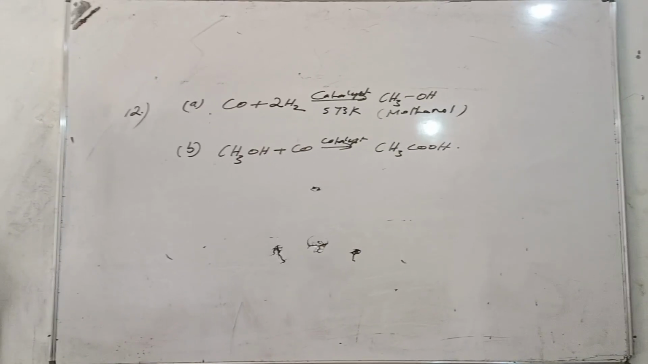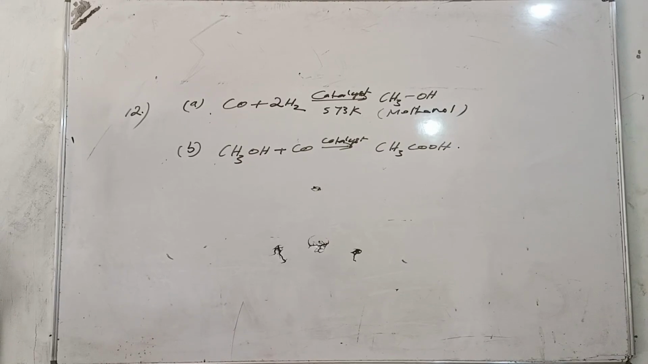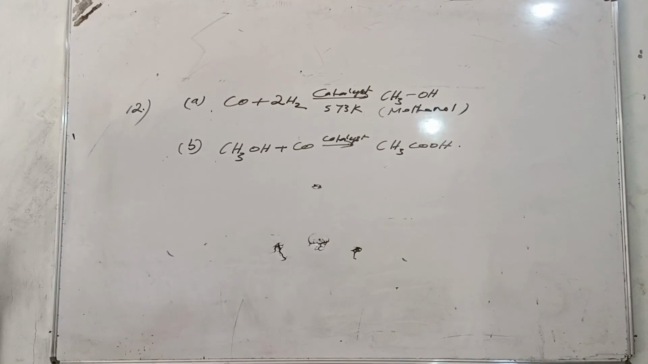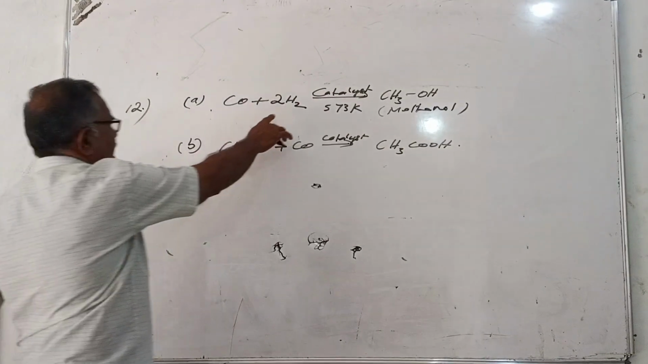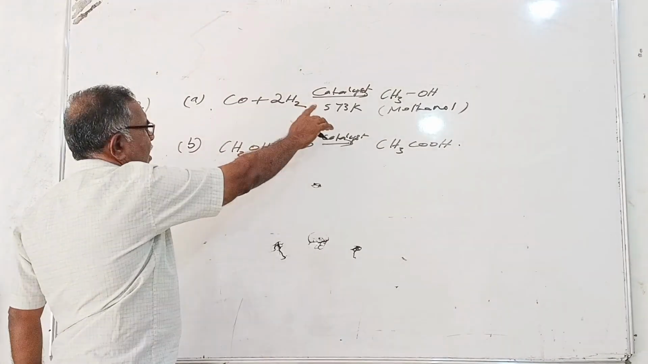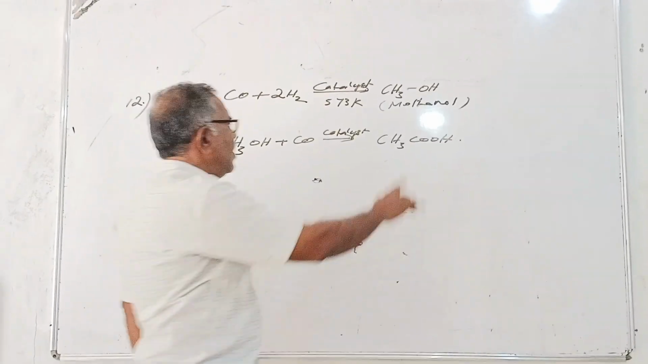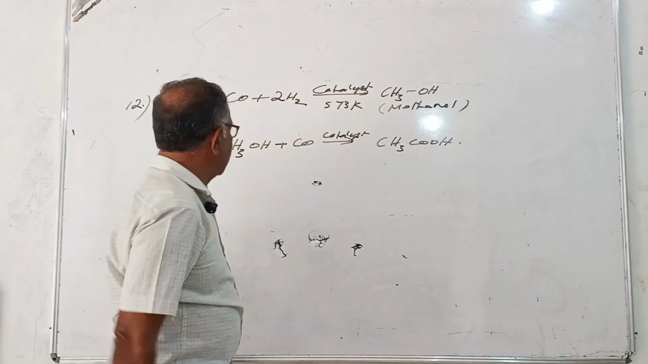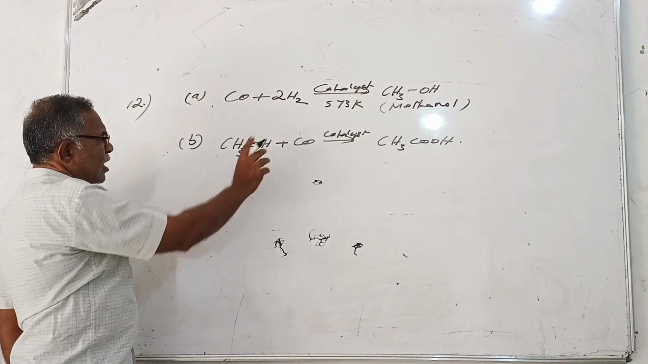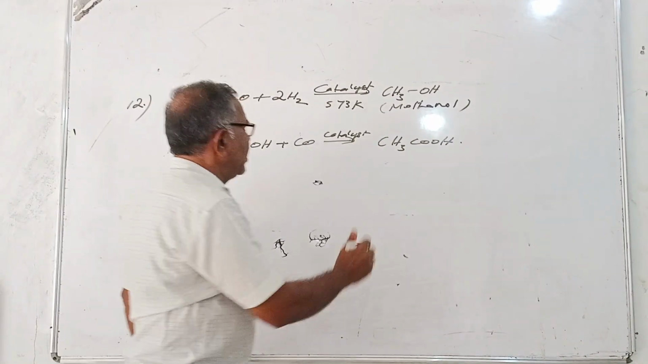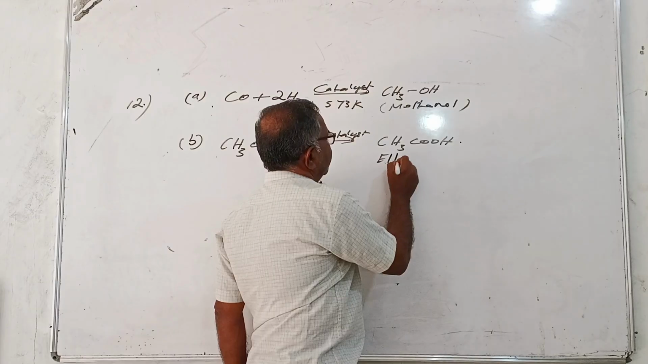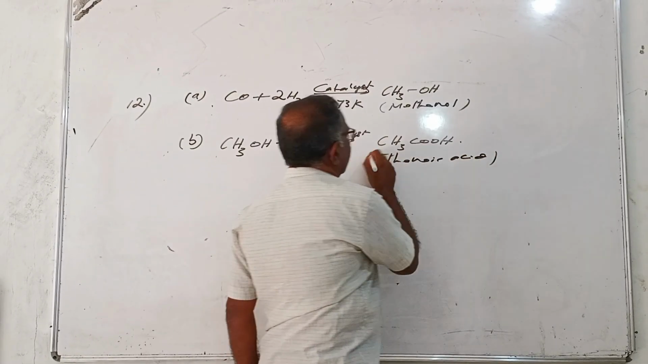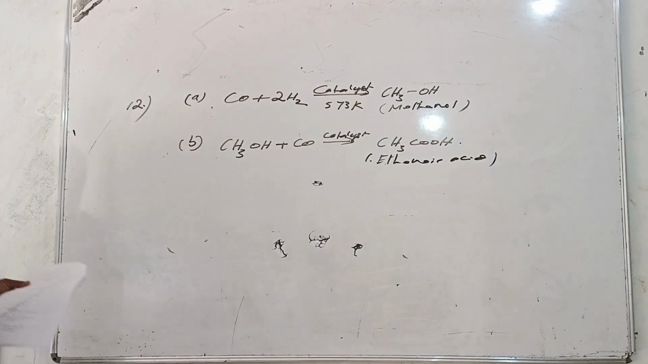So, starting from carbon monoxide, how methanol and ethanoic acid can be prepared. When carbon monoxide is treated with hydrogen in the presence of a catalyst at 573 Kelvin, we get methanol. CO plus 2H2 gives CH3OH. When methanol is treated with carbon monoxide in the presence of a catalyst, we get ethanoic acid.